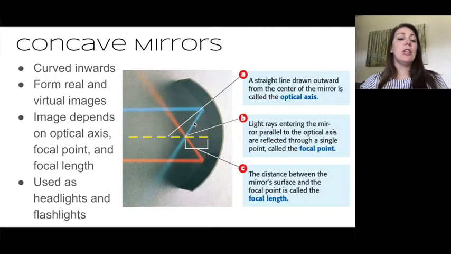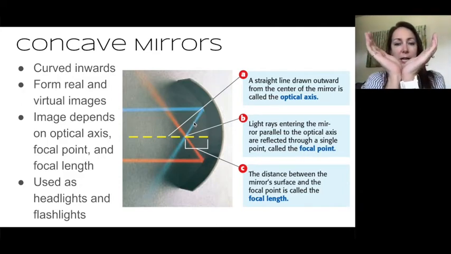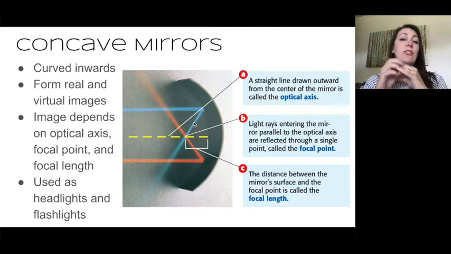You will find concave mirrors most commonly as headlights and in flashlights. If you've ever taken a flashlight apart and taken off the head, you've noticed that the part where the light bulb is, there's a little upside down umbrella where the light is sitting. That is so the light can be better broadcast out there to help you see.